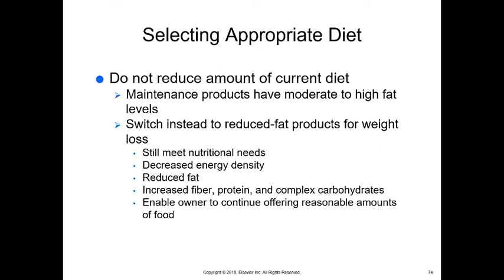Maintenance products have a moderate to high fat level, so if we can switch to reduced fat products for weight loss that still meets the nutritional needs but decreases the energy density, reduces the fat, and increases fiber, protein, and complex carbohydrates, the animal is going to be able to eat the same amount of food and feel as full. So we're allowing that owner to continue offering reasonable amounts of food.